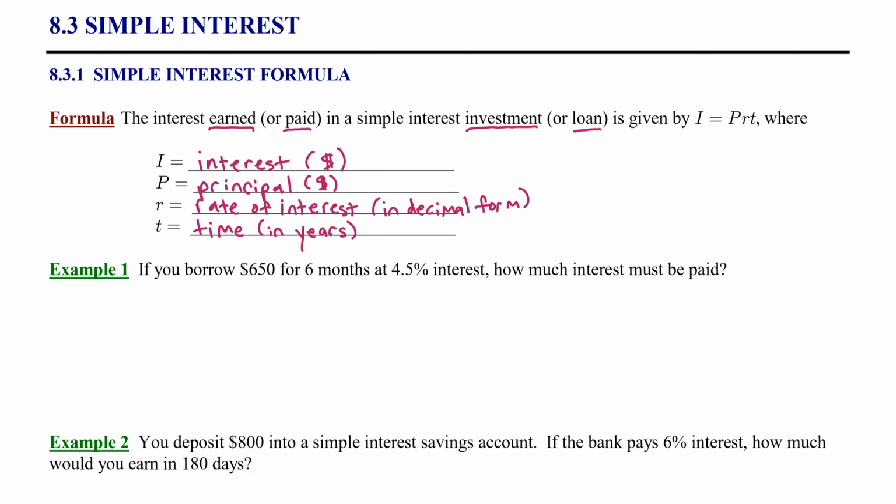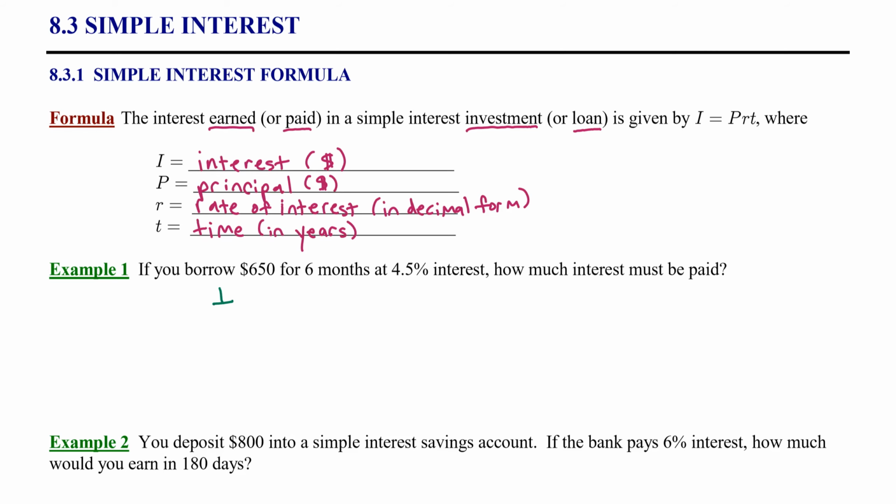So let's practice this very basic formula. Example 1, if you borrow $650 for 6 months at 4.5% interest, how much interest must be paid? So this is a simple interest loan. We're going to pay it back in one lump sum at the end of 6 months. So this is different from an installment loan where you pay it back in payments. It's different from an amortized loan such as a car or house where you're making regular payments. This is a simple interest loan. We're going to borrow $650. We're going to pay it back at the end of 6 months plus that 4.5% interest fee.